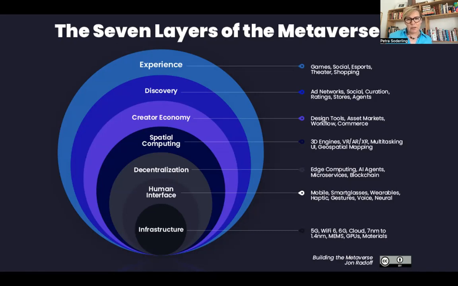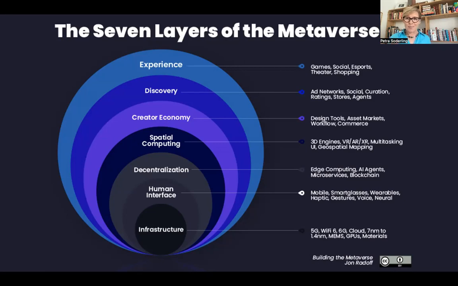So John Radoff came up with the 7 layers of the metaverse. He calls it the onion, where he is really looking at the different layers that you need to have in place in order to have a functioning virtual world, a metaverse. So these are things like infrastructure, human interface, decentralization, computing, creator economy, the experience layer, and so forth. And on the right-hand side, you have suggestions of individual technologies.